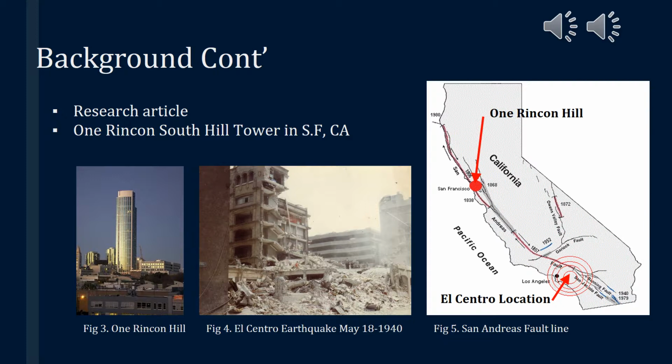We will use the acceleration data from the earthquake in El Centro, California in 1940. This earthquake was a magnitude of 7.1 and caused tremendous damage. 80% of the buildings were damaged to some degree.